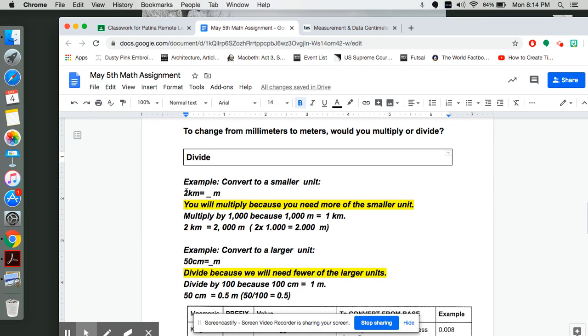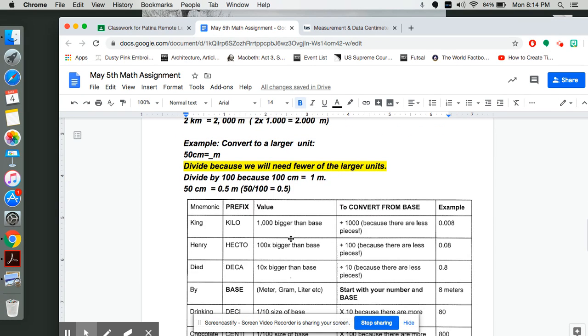For example, if I'm going from a kilometer, remember km stands for kilometer, to that, I'm going to multiply because I'm trying to get small. So I'm going to multiply by 1,000 and we'll go over all that.